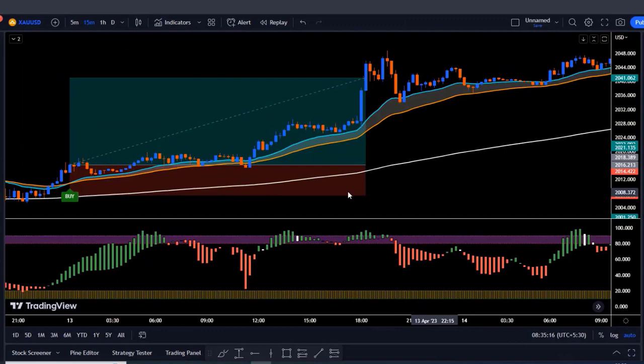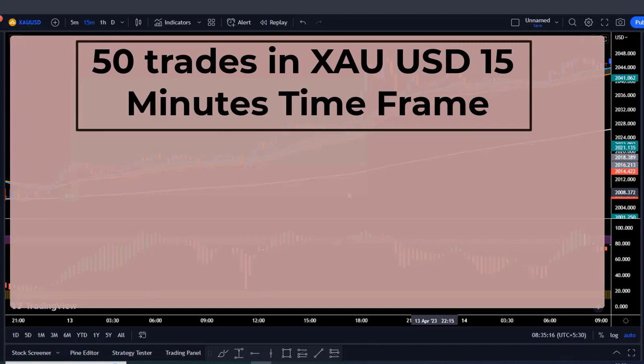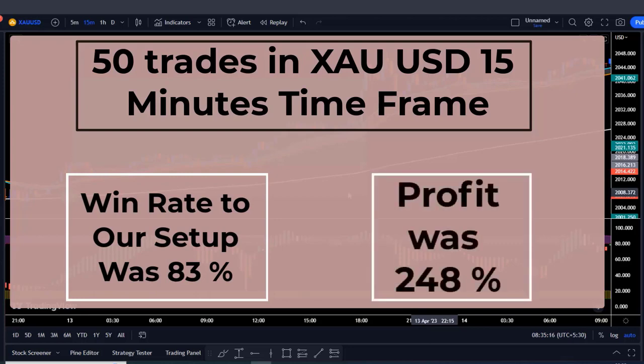Alright, I did the back testing and here's the result. With 50 trades on XAU on the 15 minutes time frame, the win rate of our setup was 83% and the profit was 248%, which is pretty great because we gained the profit in only 3 weeks, and we had 6 consecutive wins against 3 consecutive losses during the back test.